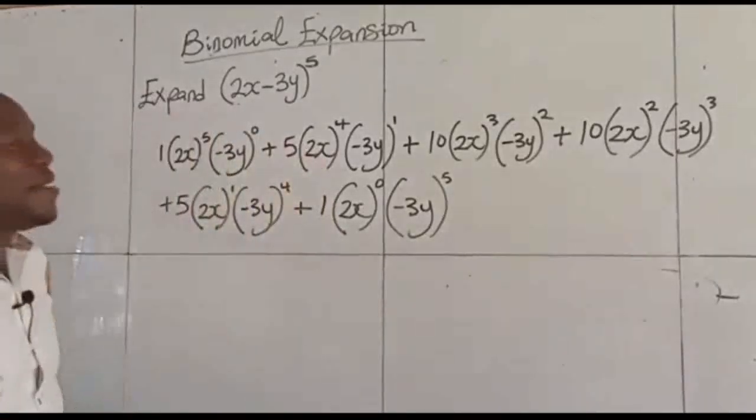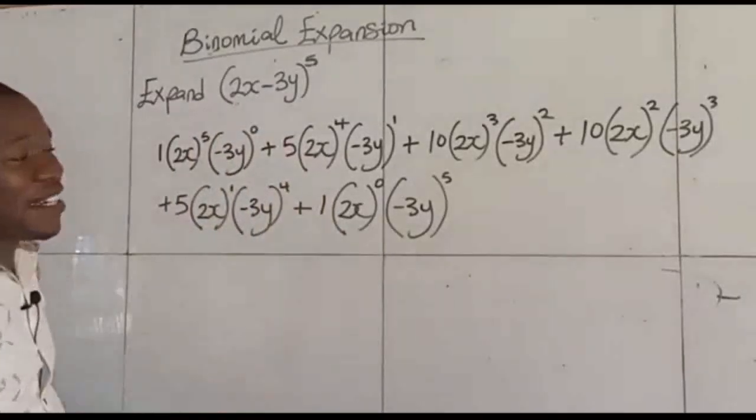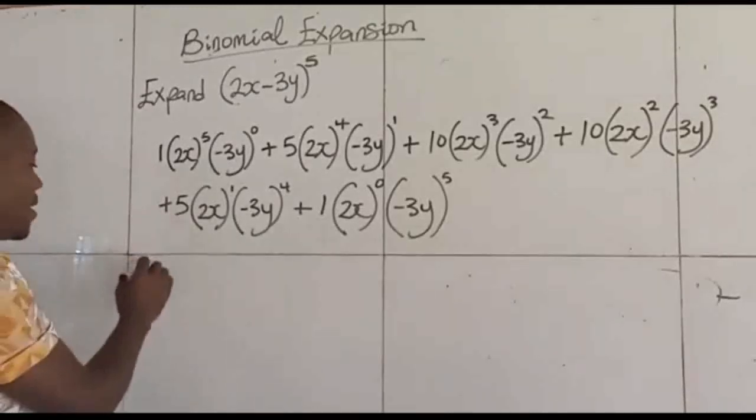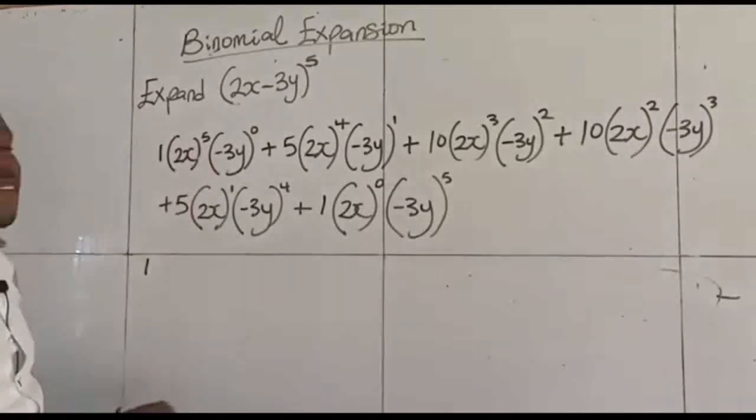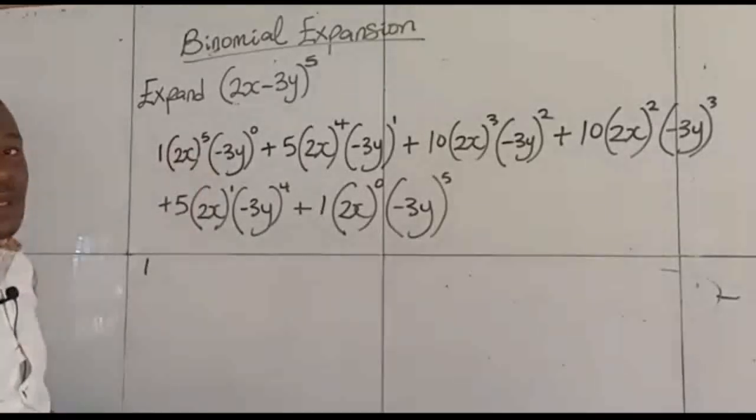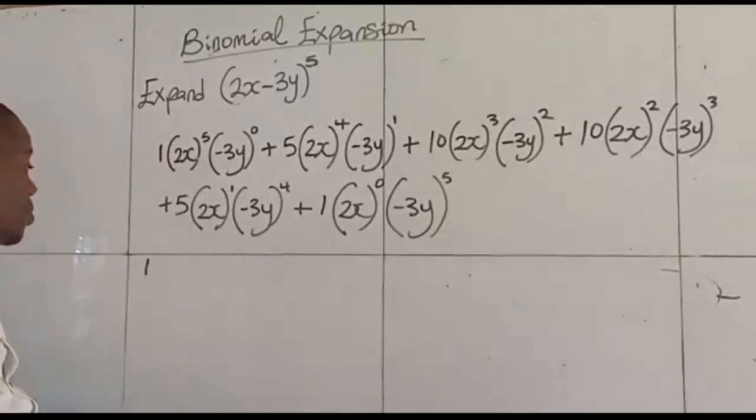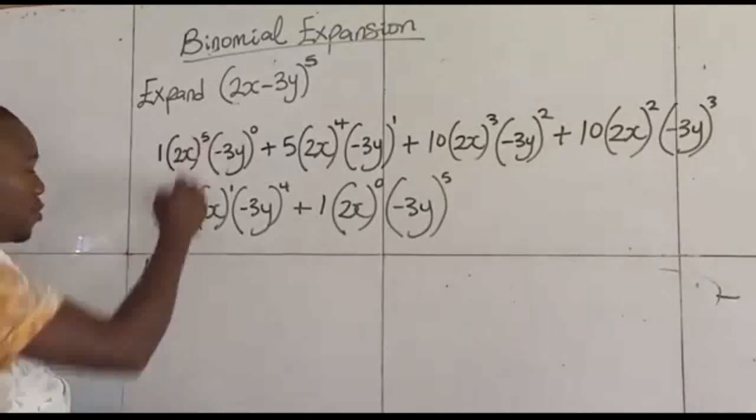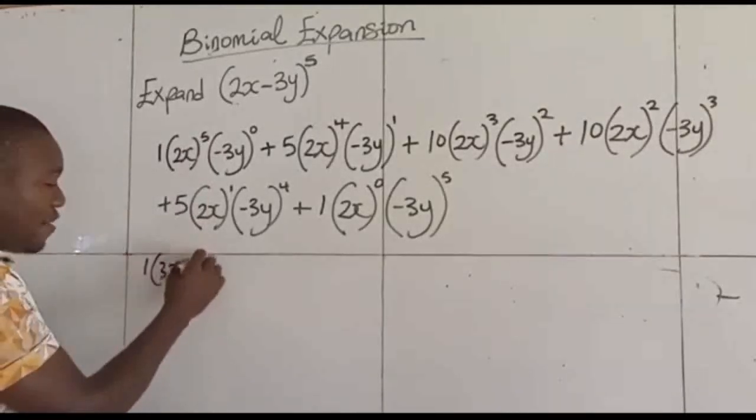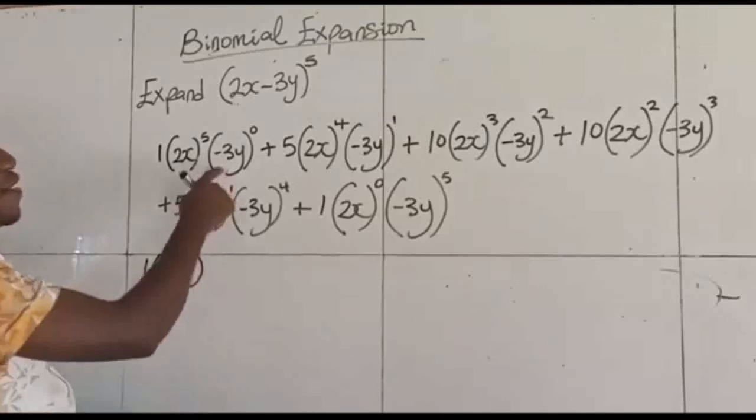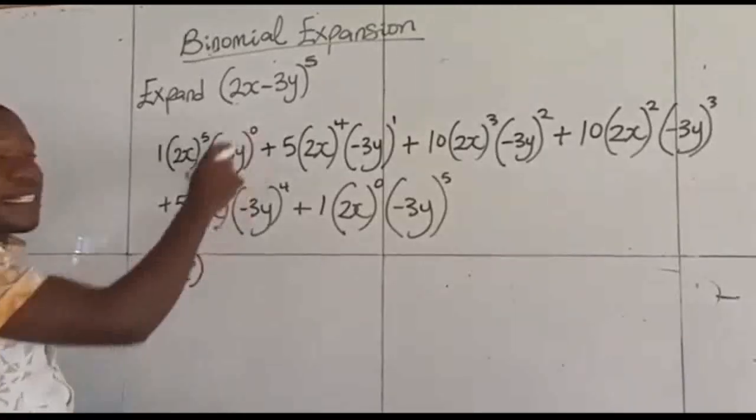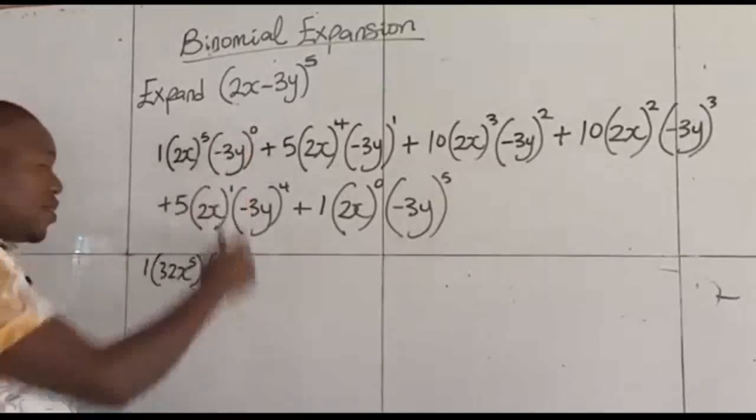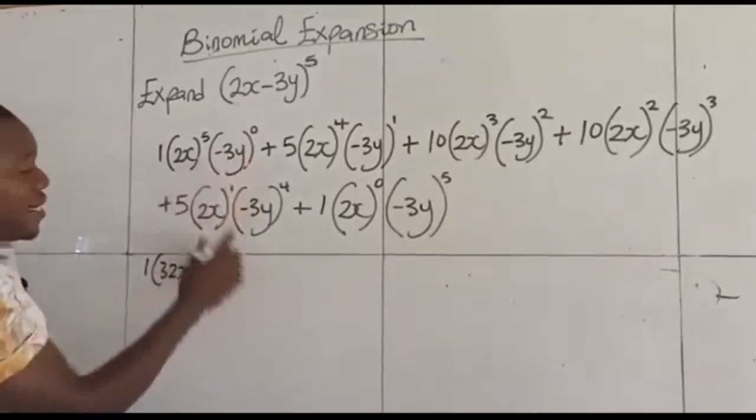Well, this is what we have. So we continue from here. So we can now simplify. So we have 1, 2x raised to the power 5. 2 raised to the power 5 is 32. 2 times 2 times 2 times 2 times 2, 32. So we have 32. x raised to the power 5 is x raised to the power 5. Then, in our laws of indices, zero powers, anything raised to the power 0 is 1. So minus 3y raised to the power 0 is 1. So we're done with this.